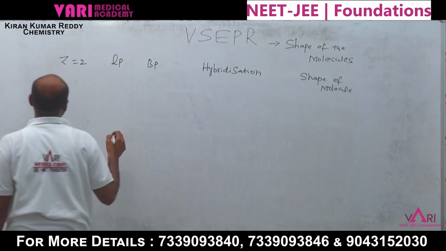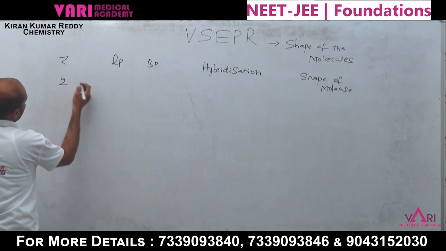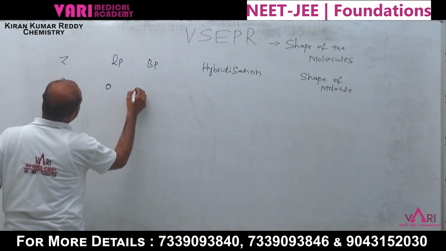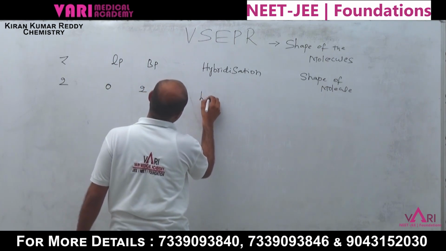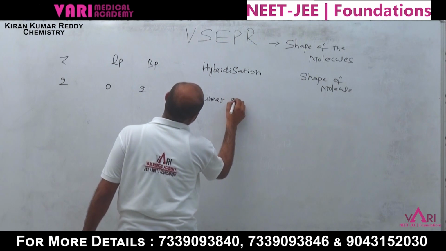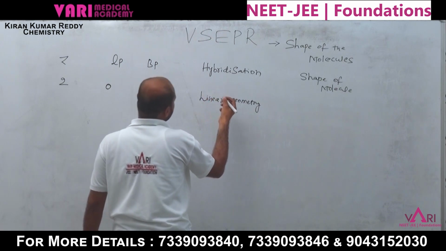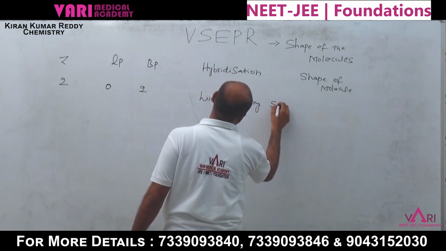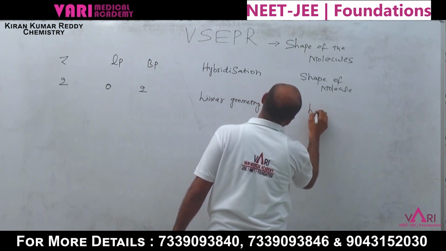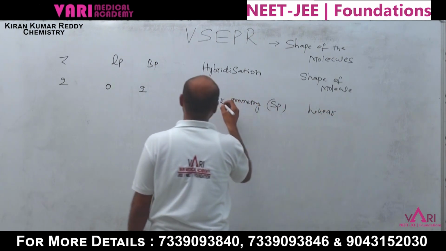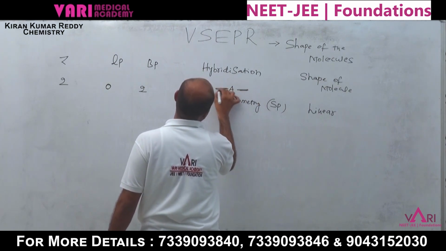Now Z is equal to 2 means how many lone pairs? Lone pairs means 0. Bond pairs are 2. The geometry is linear. Hybridization means SP hybridization and linear geometry. Shape is also linear, because here 2 bond pairs are present.